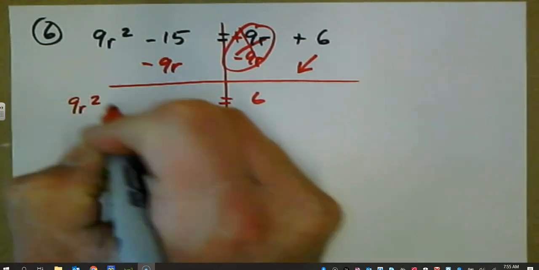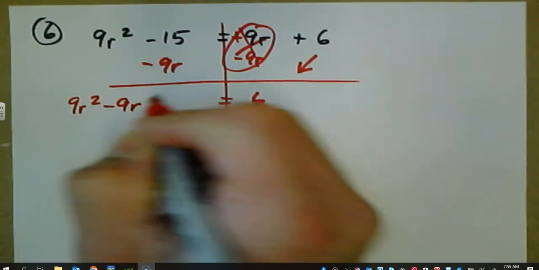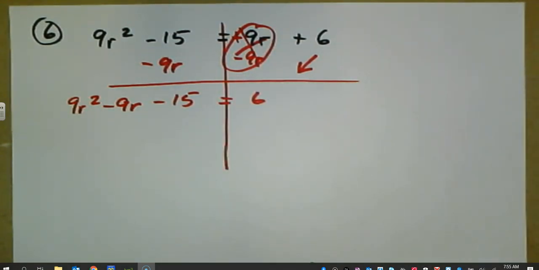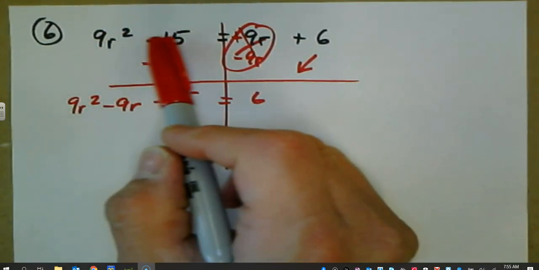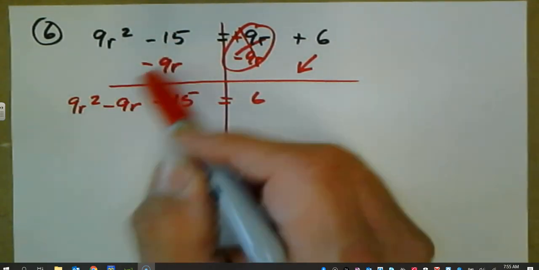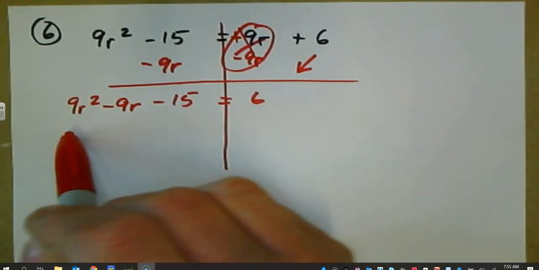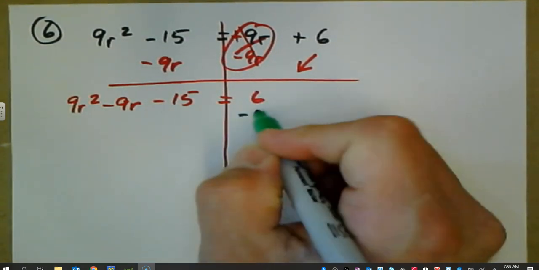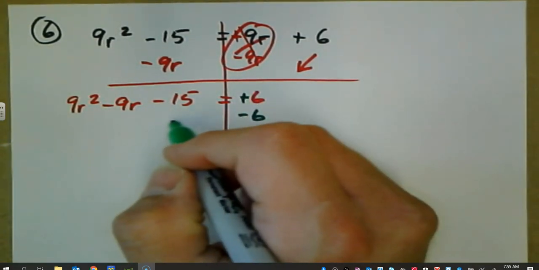I have a 9r squared, a minus 9r, minus 15. I have to put those in order. Don't do 9r squared minus 15 minus 9r. You need to put it in order. And then we're just going to go after the 6 now. We're going to subtract the 6 since it's plus 6.